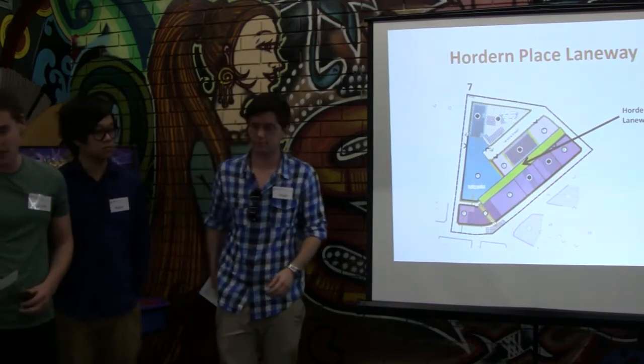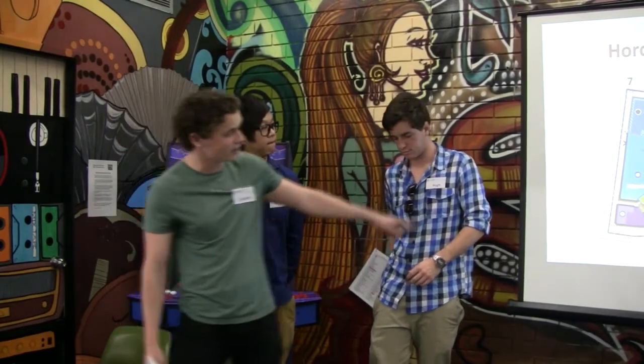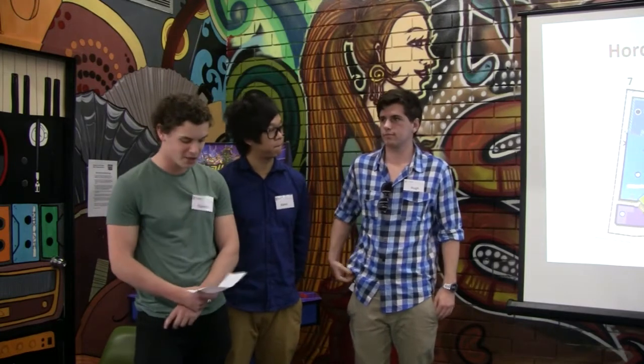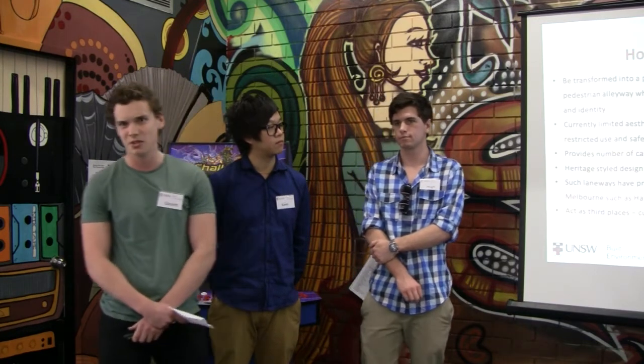Our second recommendation was focusing on the Horton Place Laneway, which runs parallel to Bridgepoint, as Hugh just discussed. Our recommendation for this is to turn it into a prominent alfresco style pedestrian alleyway. Currently, Horton Place Laneway detracts from the Northwest Gateway Precinct area due to its limited aesthetic appeal, its partial lighting and its restricted use and safety concerns due to the high level of truck traffic.